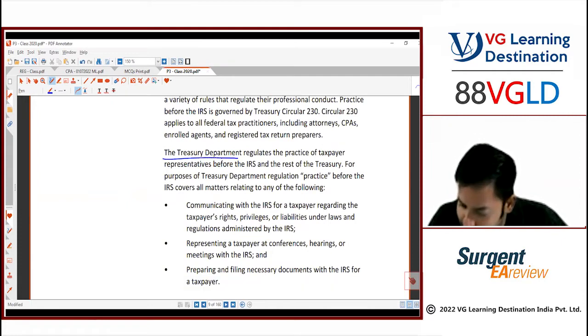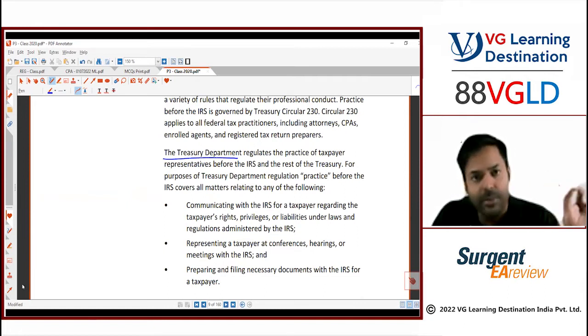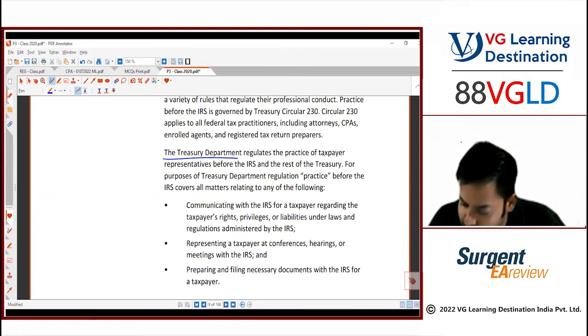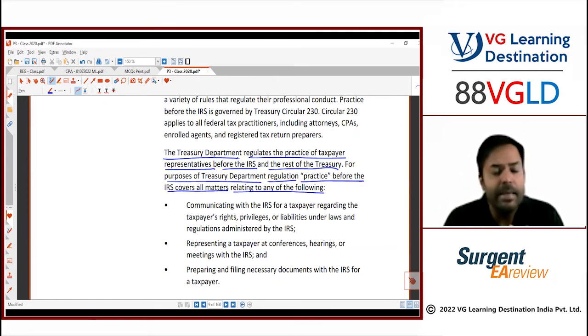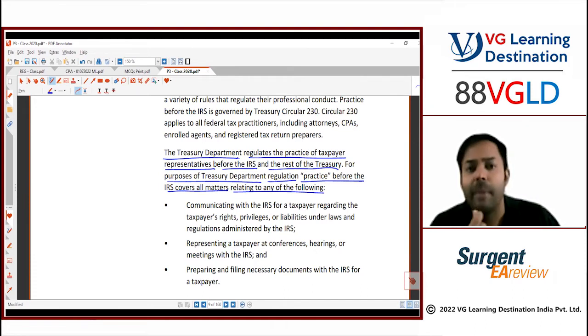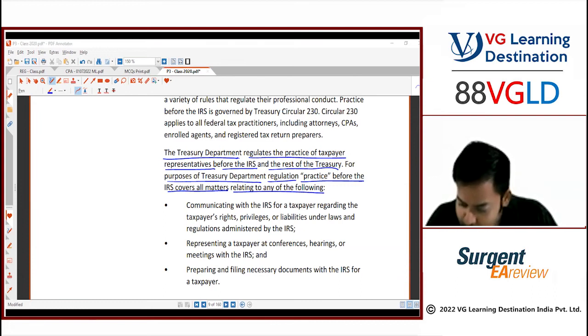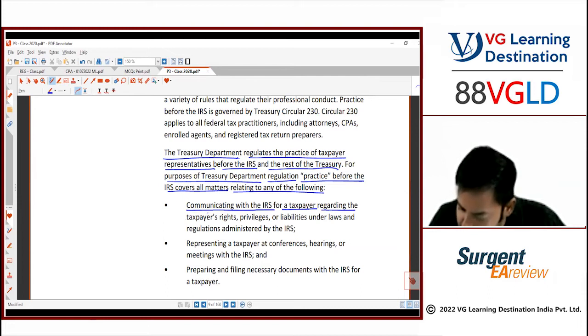Treasury Department. As I discussed, the IRS comes under the Treasury Department. The Treasury Department regulates the practice of the taxpayer representative before the IRS and the rest of the Treasury. For the purpose of the Treasury Department regulation, practice before the IRS covers all the matters related to the following. So when we say that you are practicing before the IRS, what are the matters you will cover in this case? You are going to cover communicating with the IRS for a taxpayer, regarding the taxpayer's rights, privileges, and liabilities under the laws and regulations administered by the IRS.